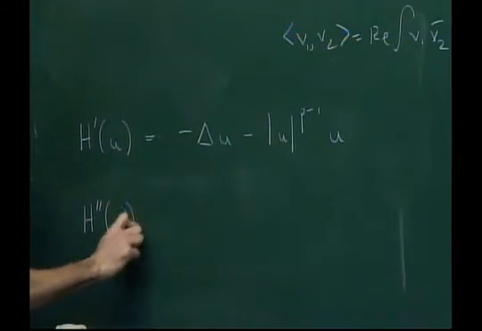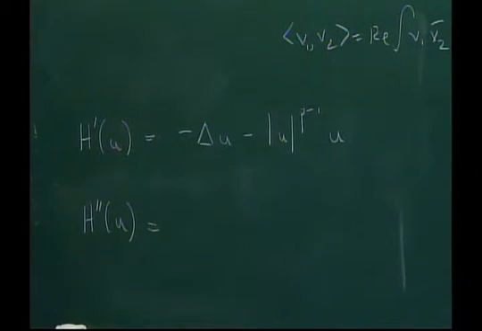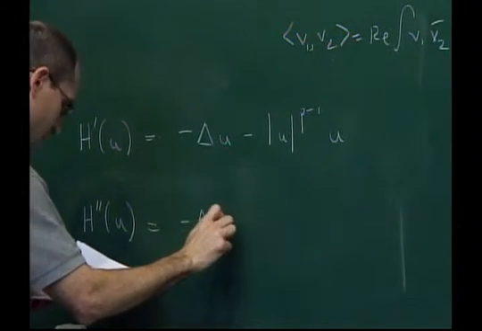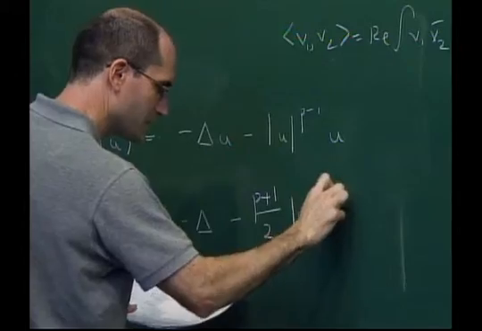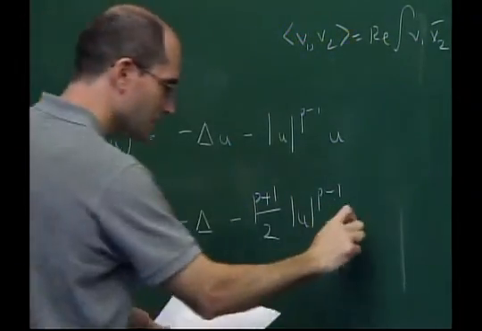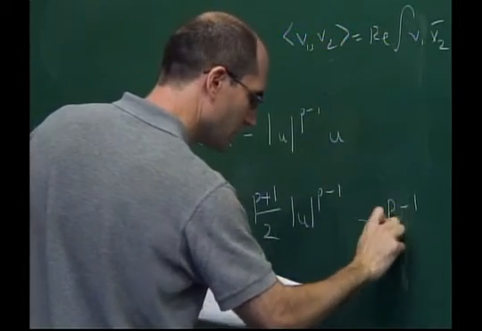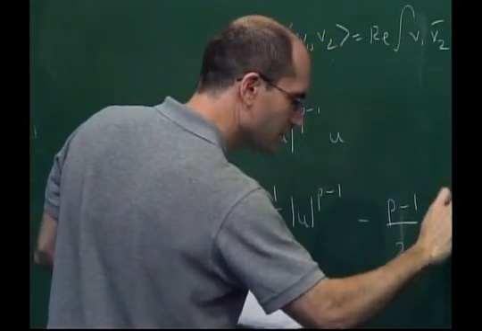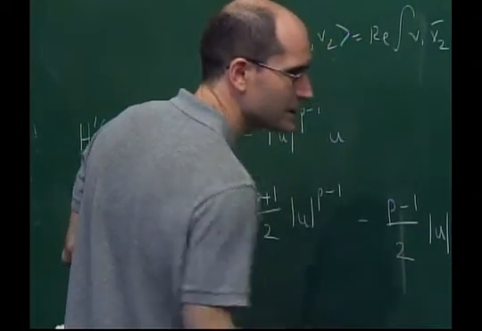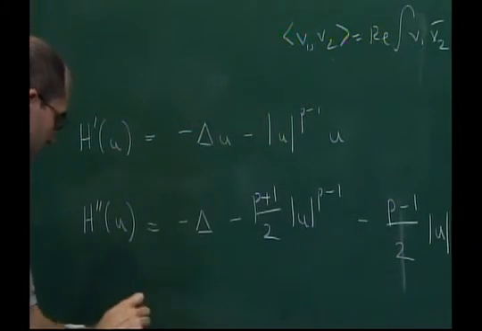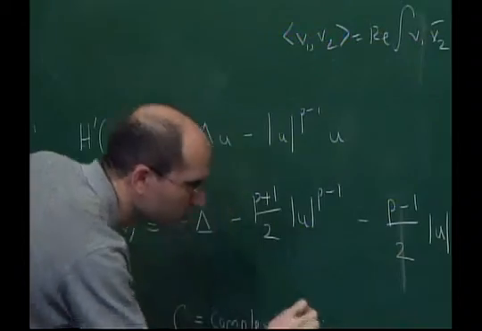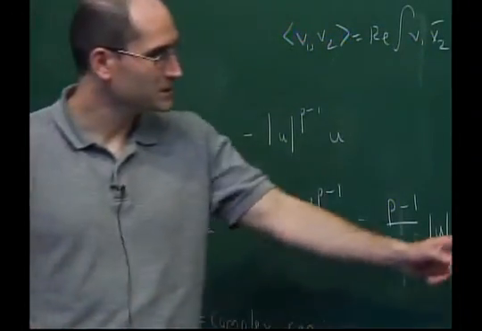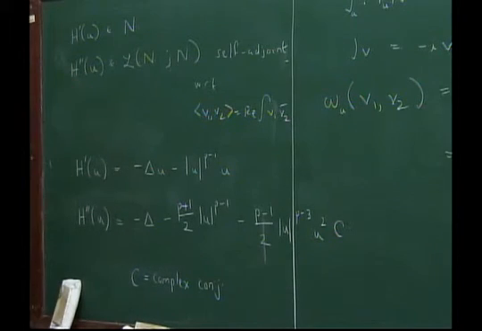And H double prime of u is more tedious to compute, but it's the operator minus Laplacian minus (p plus 1)/2 times u to the p minus 1, that is multiplication by this, minus (p minus 1)/2 times u to the p minus 3 times u squared times C, where C is the operator of complex conjugation. The operator of complex conjugation is actually self-adjoint with respect to this inner product. Okay.